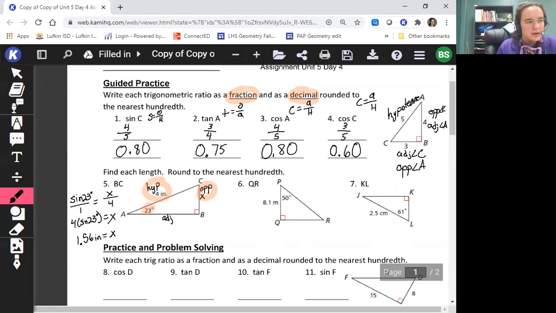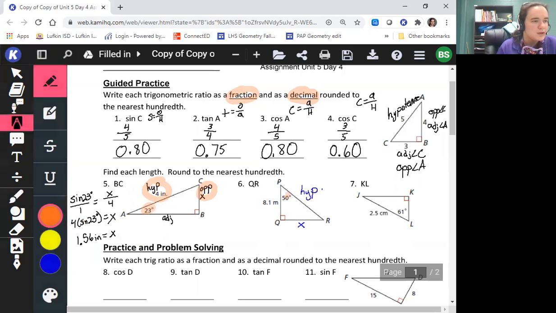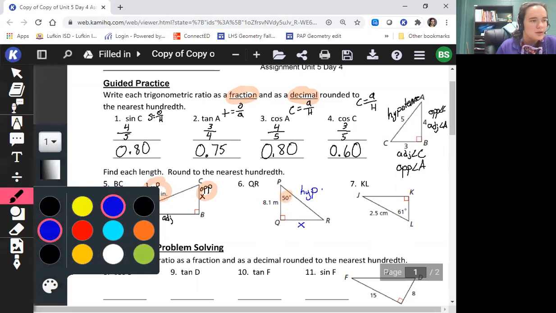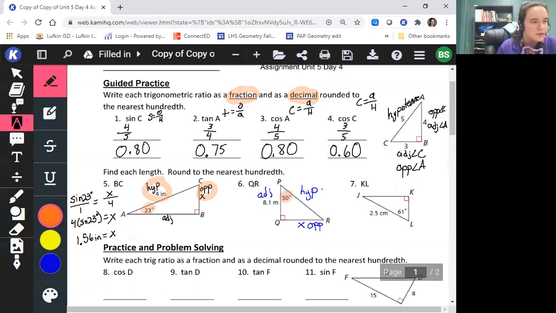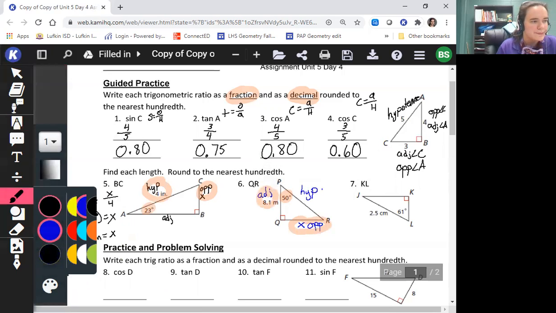Next up, we are looking for QR, so that is x. Again, label your triangle. Across from a right angle is our hypotenuse. And we are looking from that 50-degree angle. So next to that 50-degree angle is the adjacent. Across from it is the opposite. So we have our adjacent because that's the number we were given, and we have the opposite because that's what we were looking for.